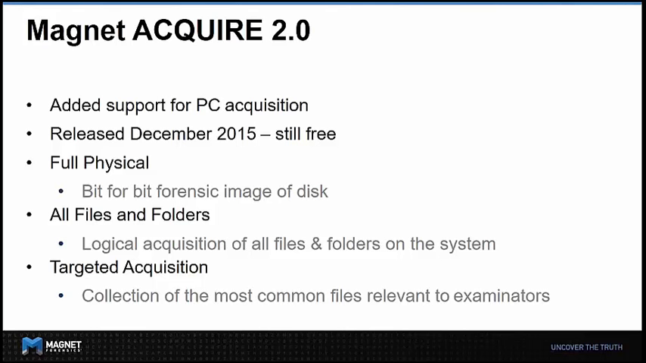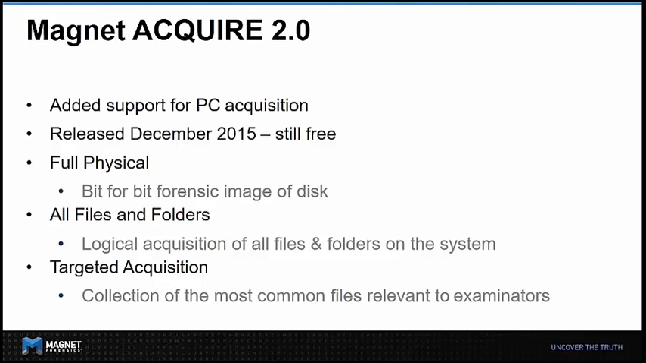This is exactly what you would expect with most other PC acquisition tools. The second method is called all files and folders, and really what this is, is a logical acquisition of all the files and folders on the system. This doesn't include slack space or unallocated space or anything like that, so you're going to be missing those pieces. Obviously they would be included in the full physical, but sometimes you just want the logical acquisition of what's on the system, so that option's available for you as well.